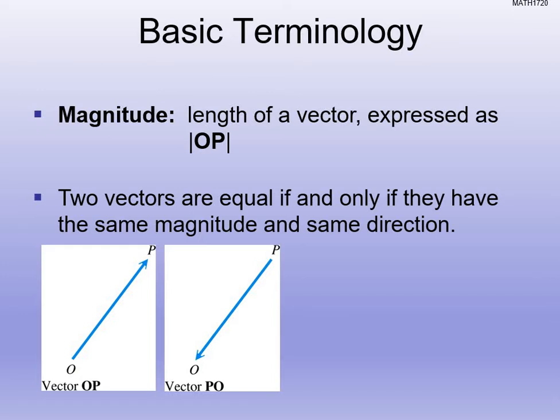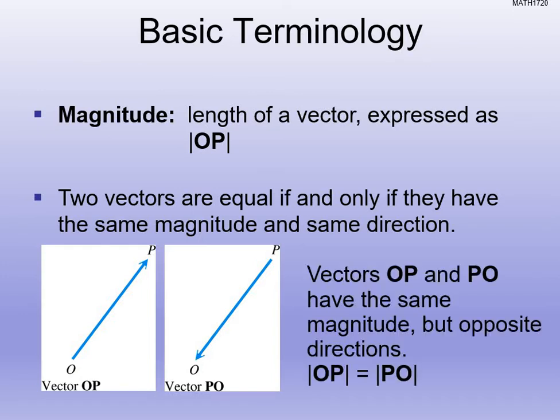So if we look at vector OP and vector PO, okay, their directions are opposite. So regardless of if the magnitude is 20, okay, let's throw a number out there. Let's say the magnitude is 20, okay? One is going up and to the right, the other is going down and to the left. So they have the same magnitude, but they have opposing directions. So they're not equal.